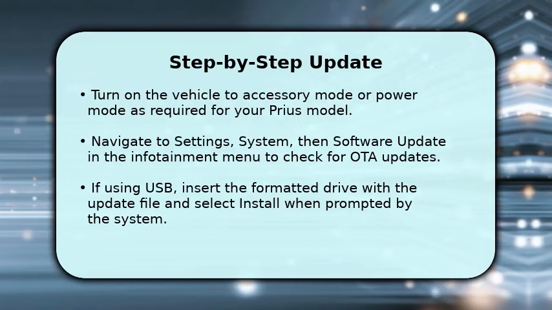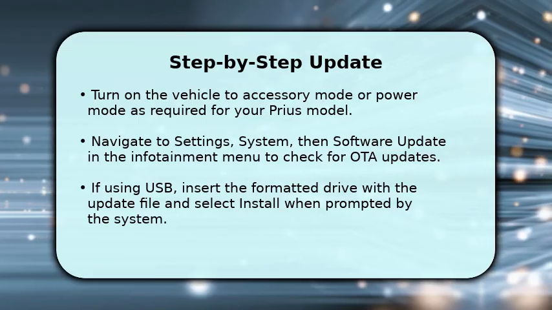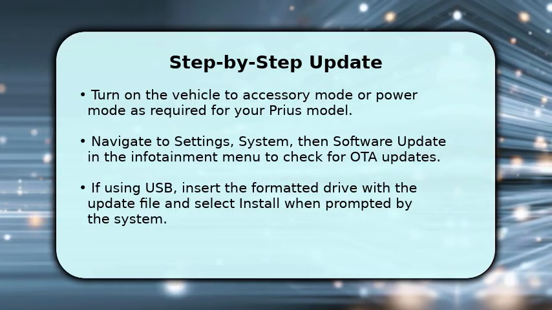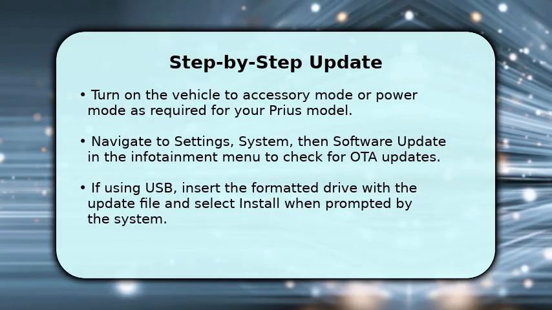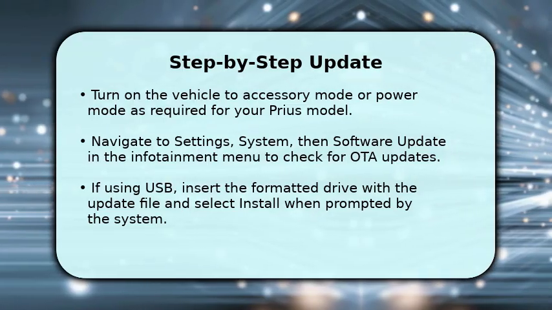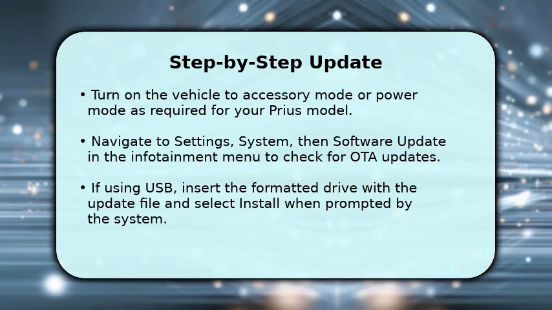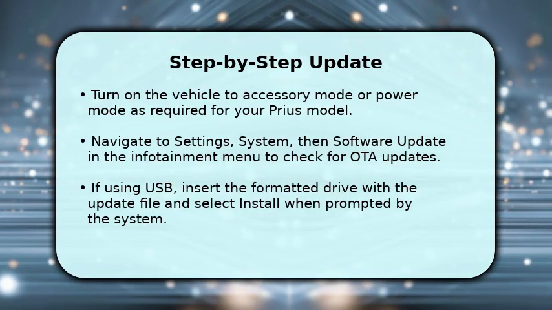Access Settings, then System, and locate Software Update to check for over-the-air updates or USB install options. If prompted, accept terms and begin download, or select the USB update file and confirm installation. Allow the system to complete progress without interruption, and watch for confirmation messages indicating the update finished successfully.